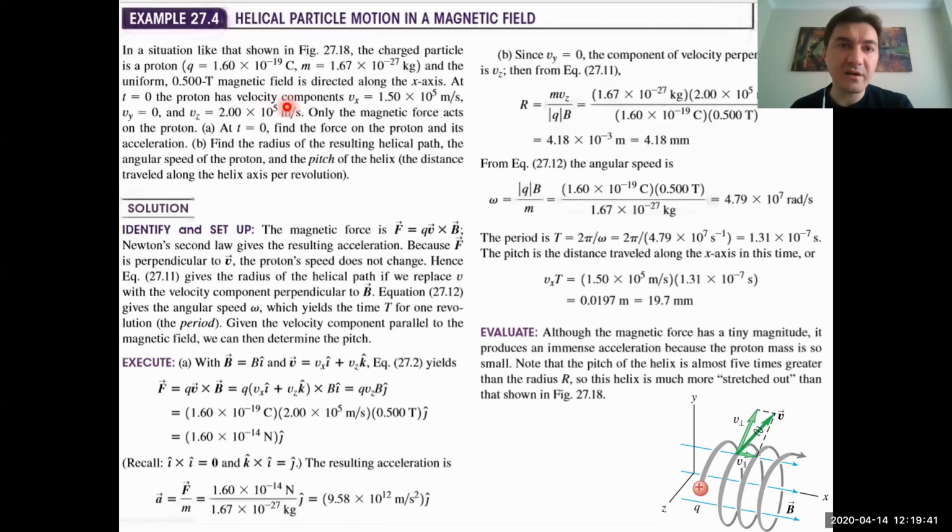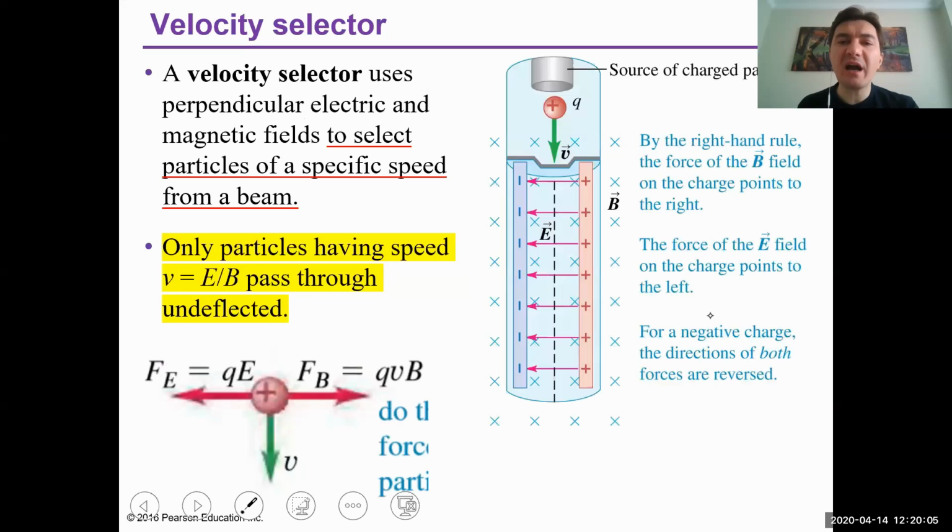Vx is given here, put it there. Period we have calculated, put it there. Then the movement along the x-axis just for one revolution is 19.7 millimeter. Do you have any question here in that part? Okay, now I have 3 examples and 4 transparencies, and then I will finish my lecture.